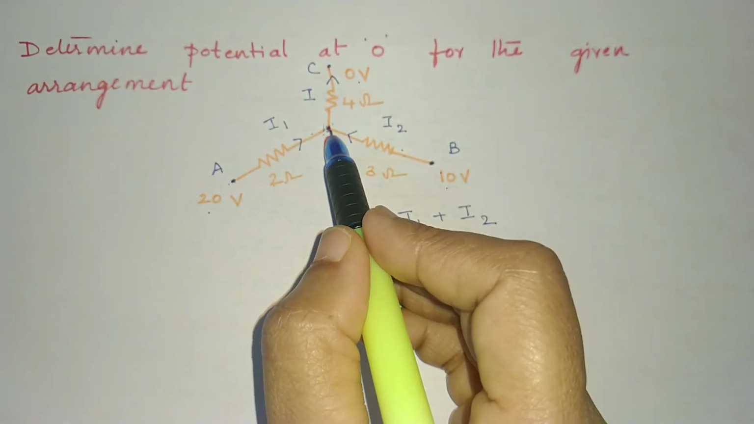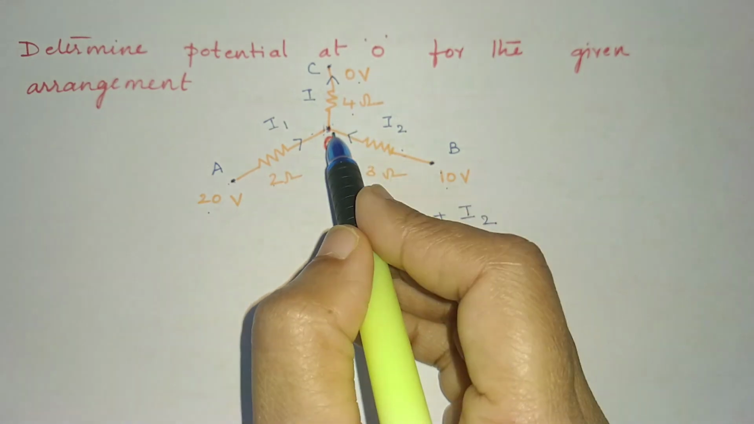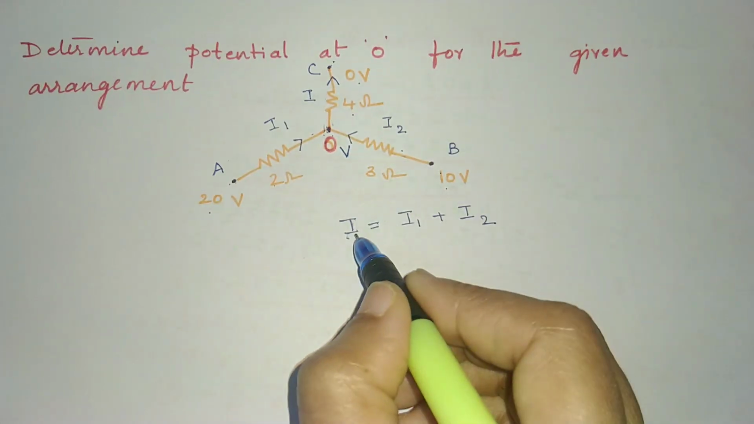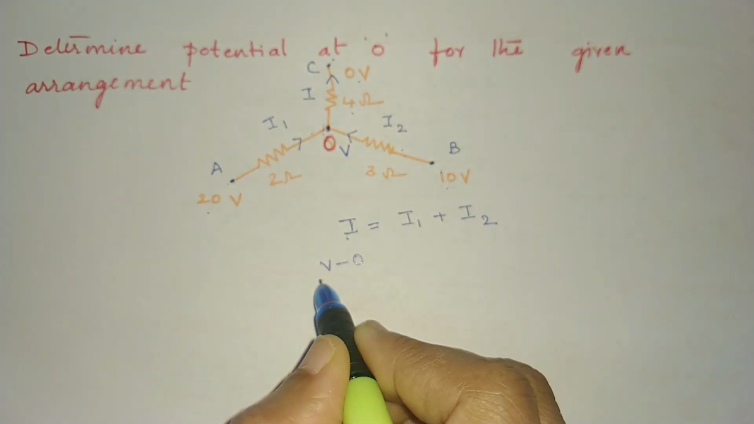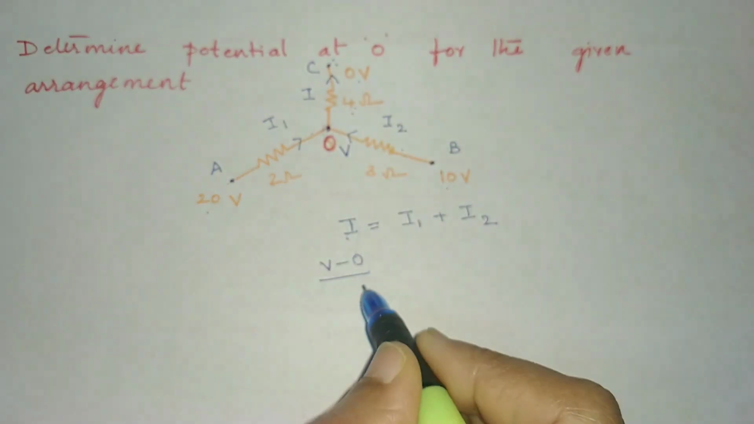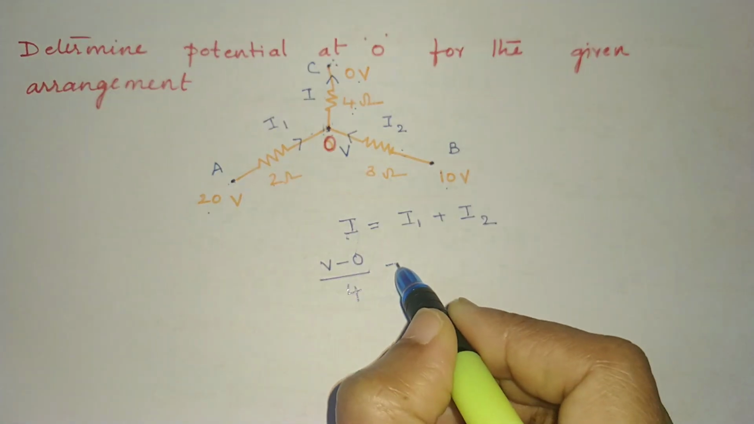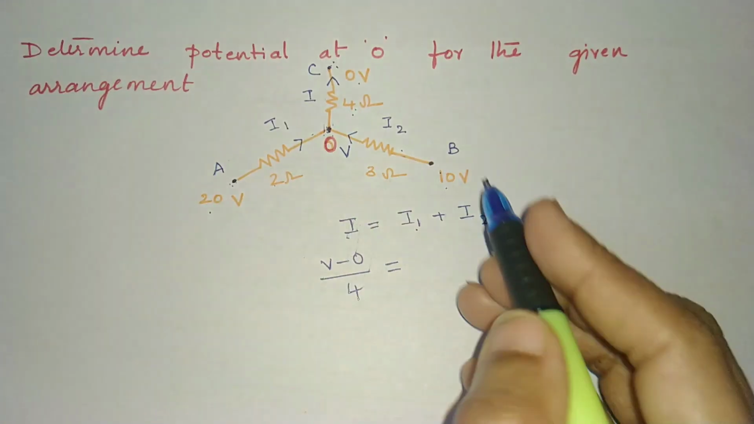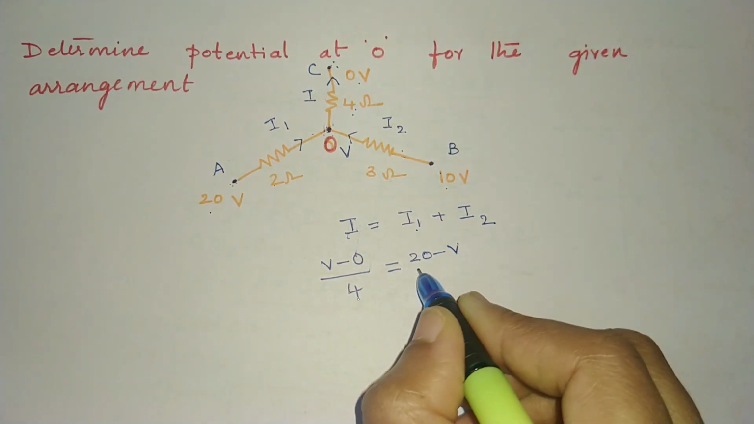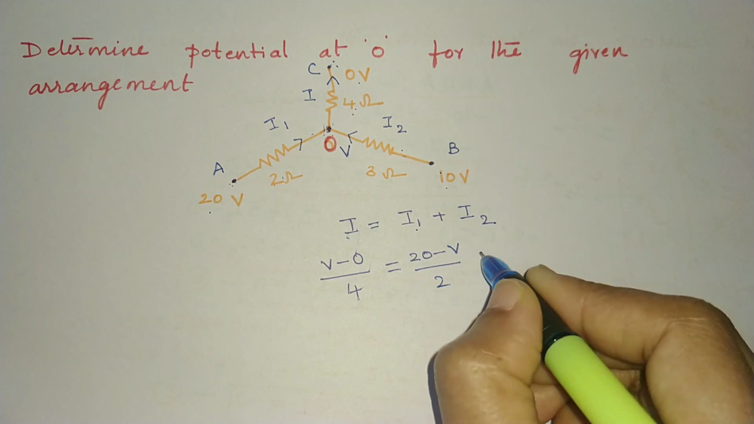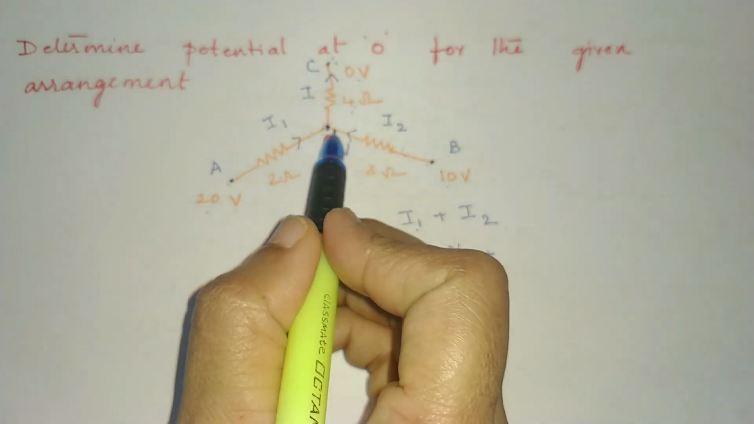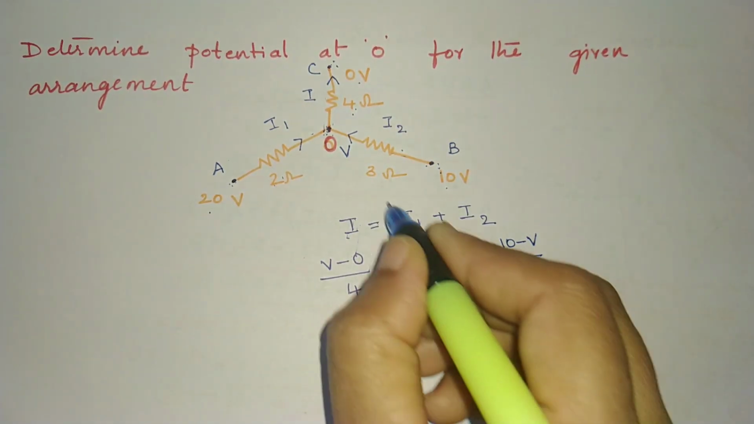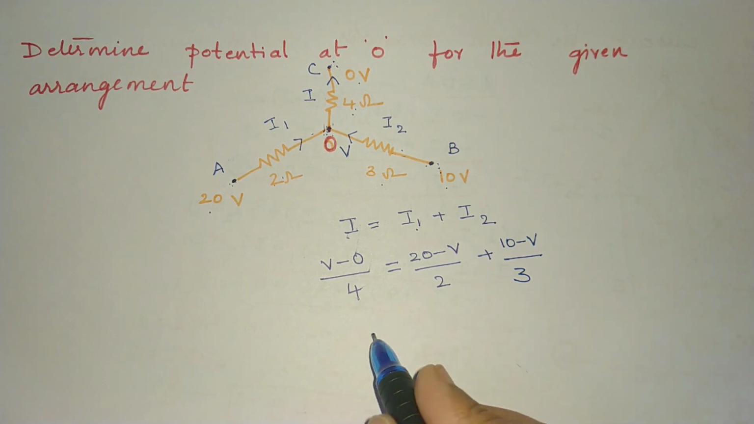Can we write current as potential difference divided by resistance? If I take the potential here as V, which we have to evaluate, from V to 0, current is V minus 0, the potential difference divided by resistance, from Ohm's law, should be I1. I1 is the current in this branch. 20 minus V, because we assume potential at O as V, divided by 2, plus current in the branch O to B, 10 minus V divided by 3. Now solve this relation.